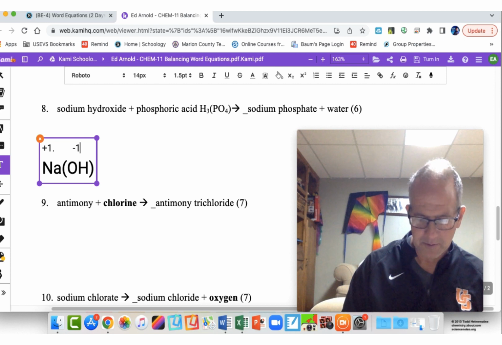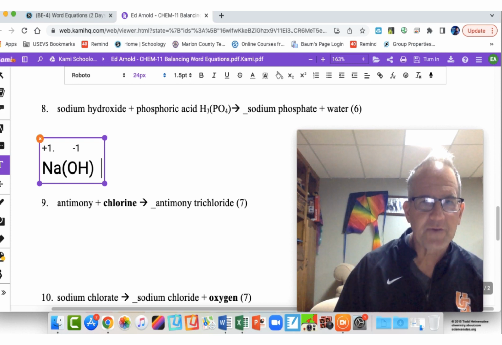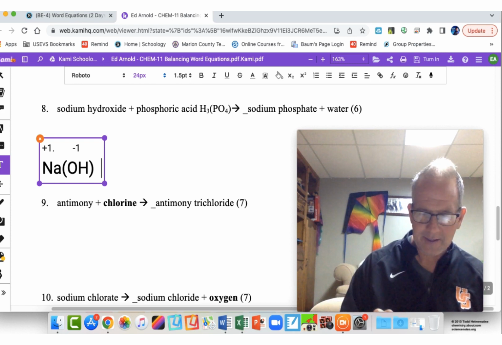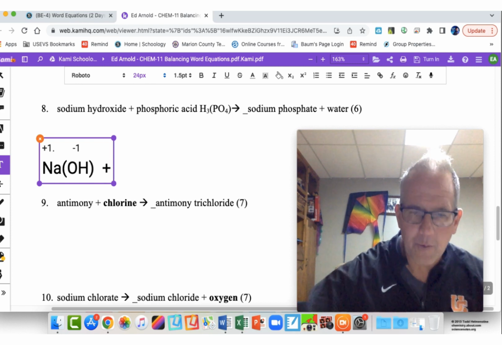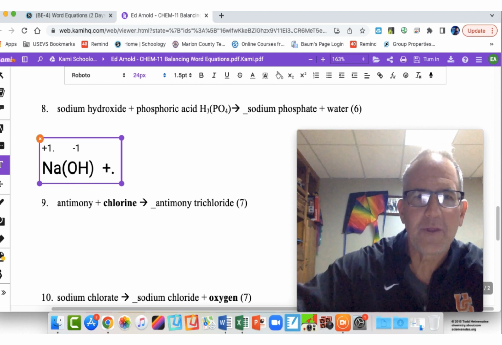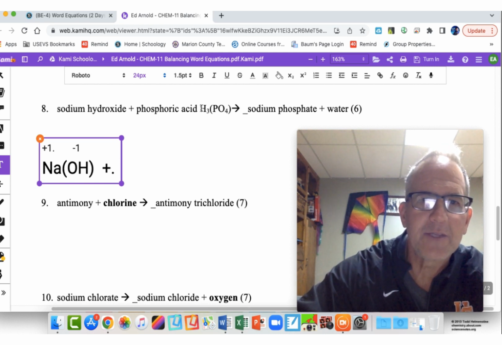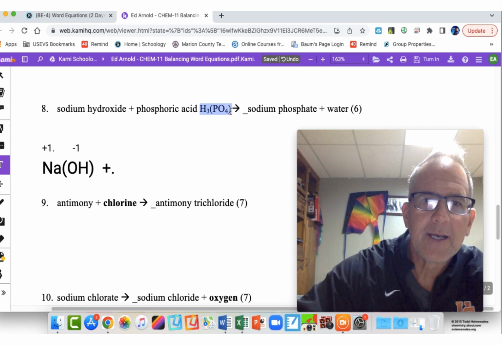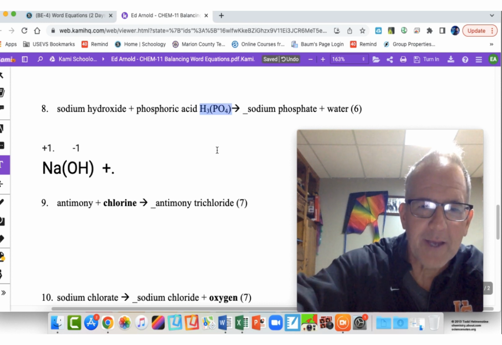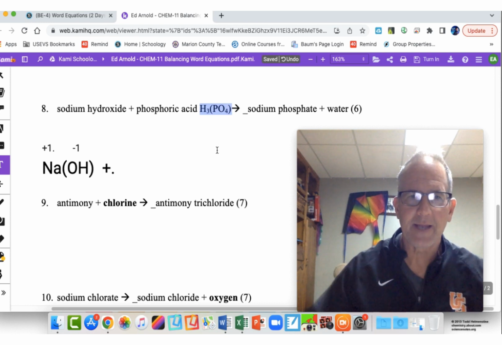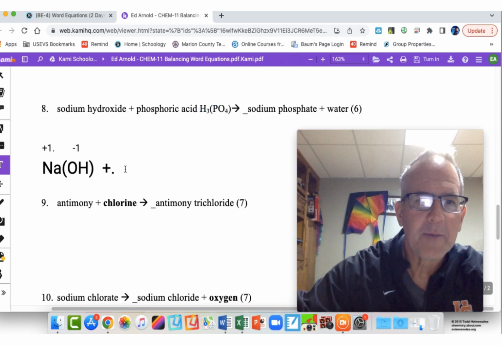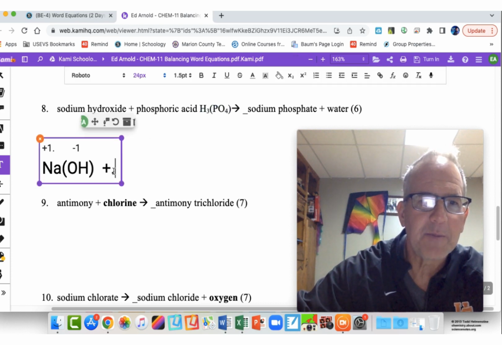Okay. Now, look what we have. It says phosphoric acid. Well, I knew you wouldn't know what that was, so I wrote the formula for phosphoric acid right here. It has a polyatomic ion. That's why it has that parentheses PO4. But I'm just going to take that, and I bet you it lets me paste it right in here. And maybe it'll be the right size, and maybe it won't. We'll find out.